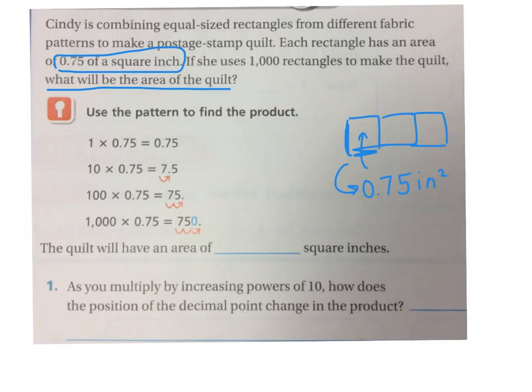Let's look at it. So we know that each rectangle is 75 hundredths of a square inch, and we're trying to find out how big the total area is going to be. What's the missing piece? What do we need to know also? Yeah, that there's 1,000 rectangles all together.